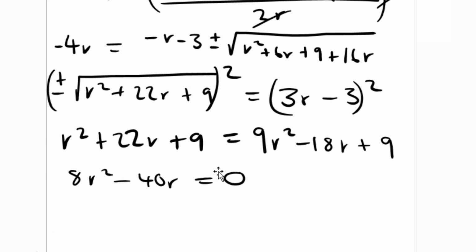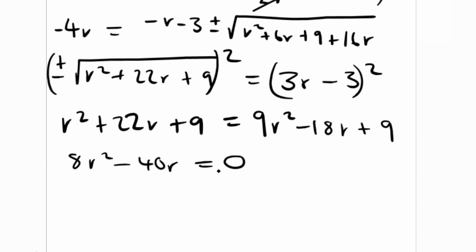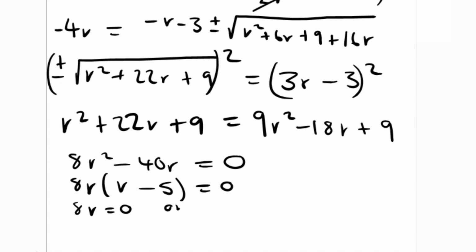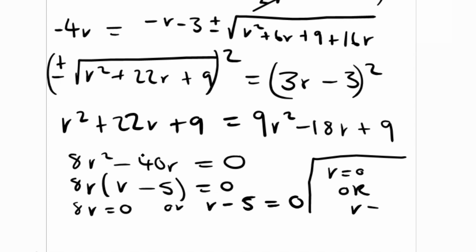Now when we are at this step, we are almost there. We take out our common factor, that is 8r. We are left with r, because 8r squared divided by 8r is just r, and then minus 40 divided by 8 is 5. We write 5 there, equals 0. So for this to be true, either 8r is 0 or r minus 5 is 0. Then r is 0 or r is 5.